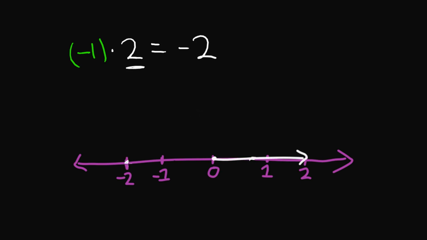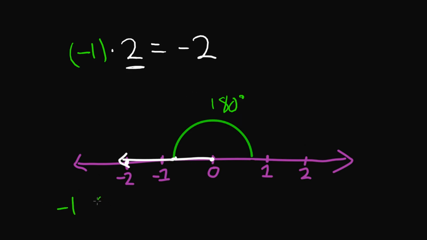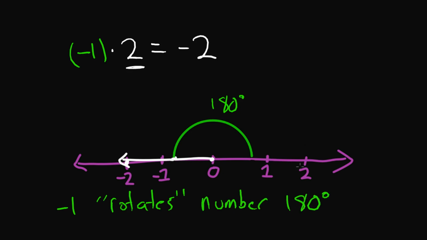Now we want to end up over here, and the way we're going to get there is by rotating around in this direction. So that's how I'm going to think of negative 1 acting: it's going to send this arrow over like this. And I want to point out that this is a 180 degree angle. So in here we have 180 degrees. That's how I'm going to think of negative 1: negative 1 rotates numbers by 180 degrees. And that's how we go from 2 to negative 2.